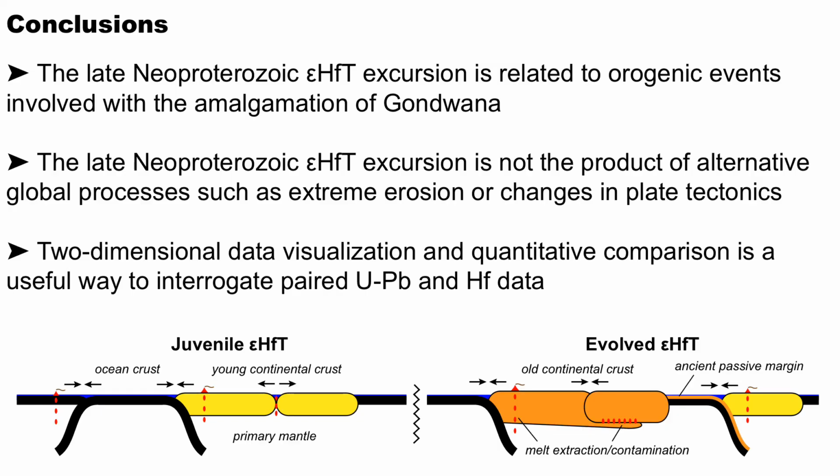So to conclude, the late Neoproterozoic epsilon hafnium excursion is related only to orogenic events involved with the amalgamation, formation of Gondwana. That major excursion is not the product of alternative global processes such as extreme erosion related to snowball Earth or paradigm changes in plate tectonic style. And finally, two-dimensional data visualization and quantitative comparison, as I've shown here today, is a useful way to interrogate paired uranium, lead, and hafnium data, or really any type of two-dimensional data.